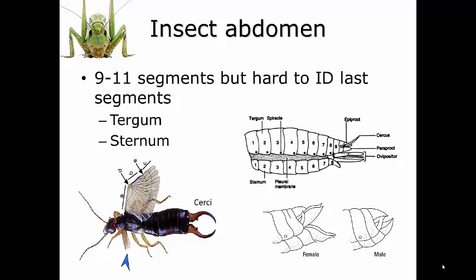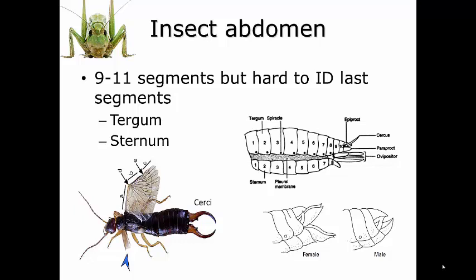So in your key, you might see something like the tergum of segment 2. We start counting segments starting at the thorax. So the most proximal segment to the thorax is segment number 1 all the way up to 9, 10, and 11. That is most distal at the very end of that abdominal region. So if I'm looking at the tergum of segment 3, I'm looking at the dorsal surface of segment 3. Okay.